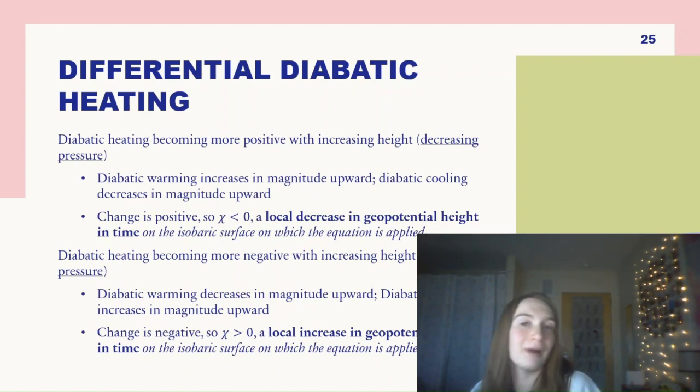If it's becoming more positive with height, increasing height or decreasing pressure, then our change is positive, but our pressure is decreasing, so chi is negative. That leads to a local decrease in geopotential height with time. If it's becoming more negative with increasing height, then change is negative, so chi is positive, right? So that's an increase in geopotential height with time. All right. Hopefully that makes sense. Read these a few times if you don't get it, and if you still don't get it, email me.